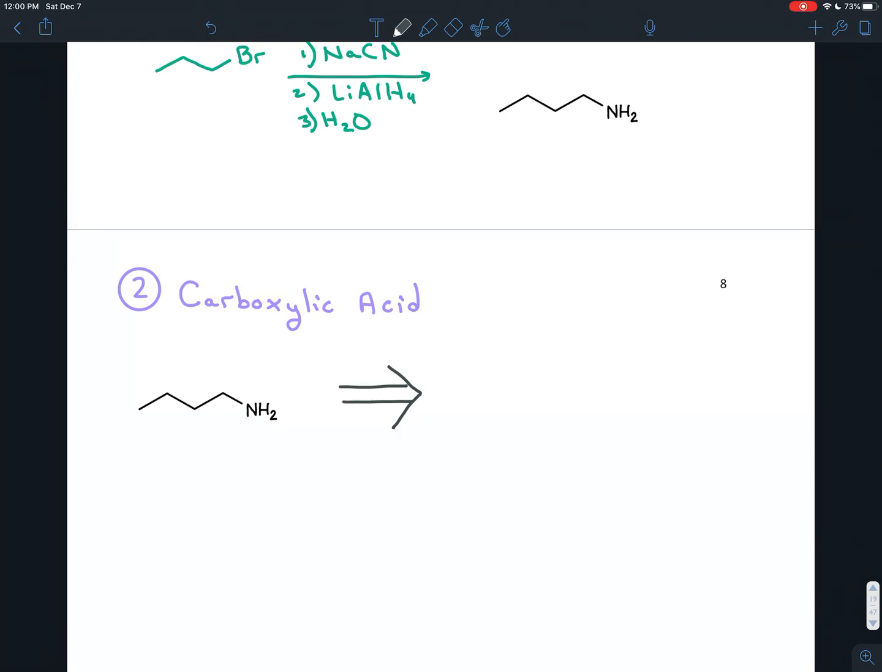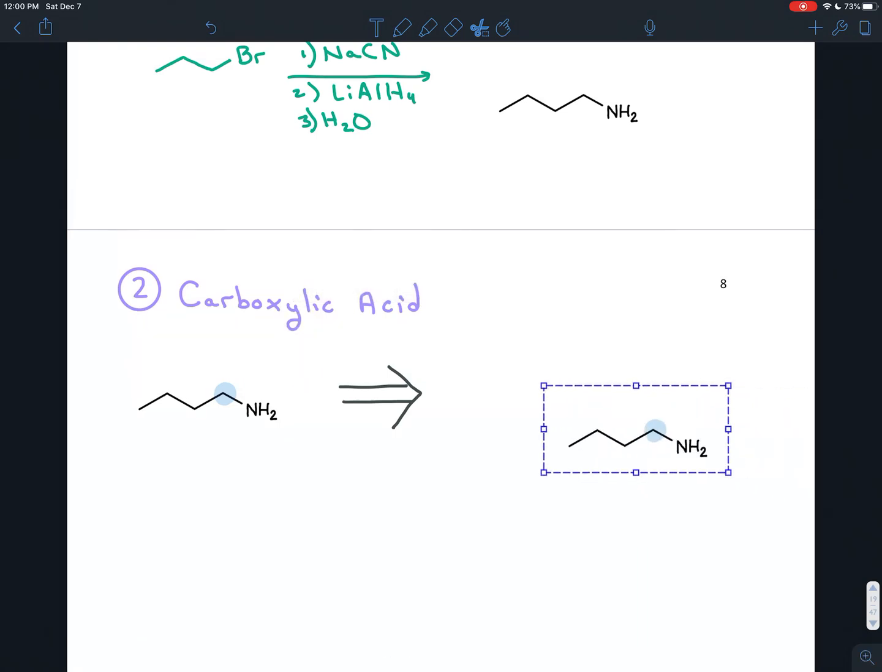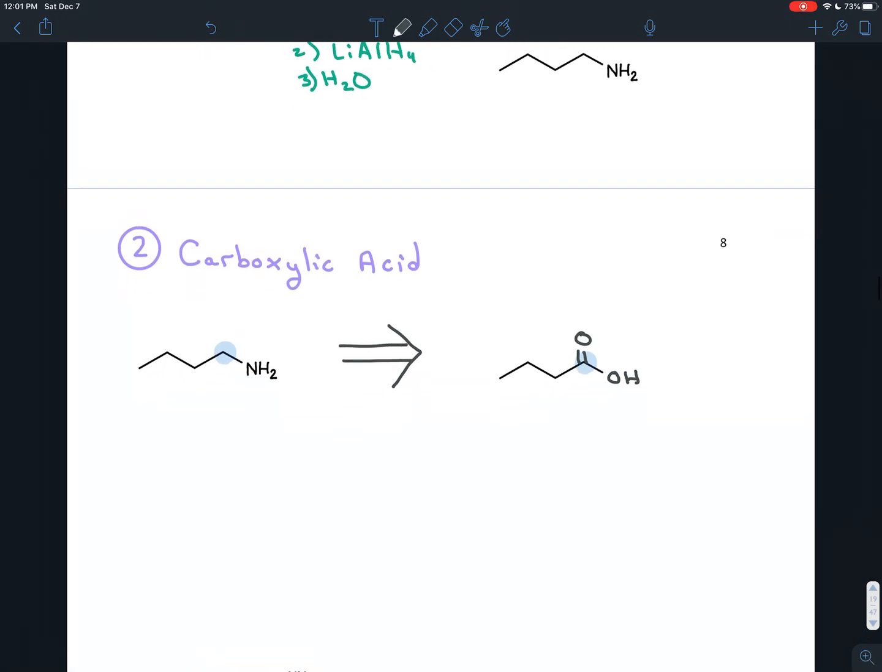And when you do that, the number of carbons doesn't change. So you would take whatever carbon the amine is on, and you would erase the amine and draw in a carboxylic acid. So for example, we could take this amine, notice the carbon that the nitrogen is on, erase the amine, and where it was, put an OH, and next door have a double bond to an oxygen. So you turn it into a carboxylic acid.